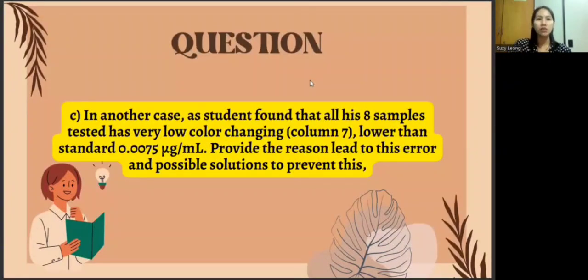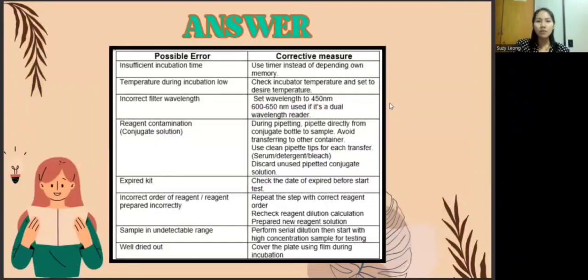The third question is, in another case, a student found that all his samples tested had very low color change, which is in column 7. Now, lower than the standard 0.007 microgram per mL. Provide the reason that leads to this error and possible solutions to prevent this. Now, the possible error is insufficient incubation time. To correct this, use a timer instead of depending on memory. Use a timer, which means it will be a specific time, and the time will be correct.